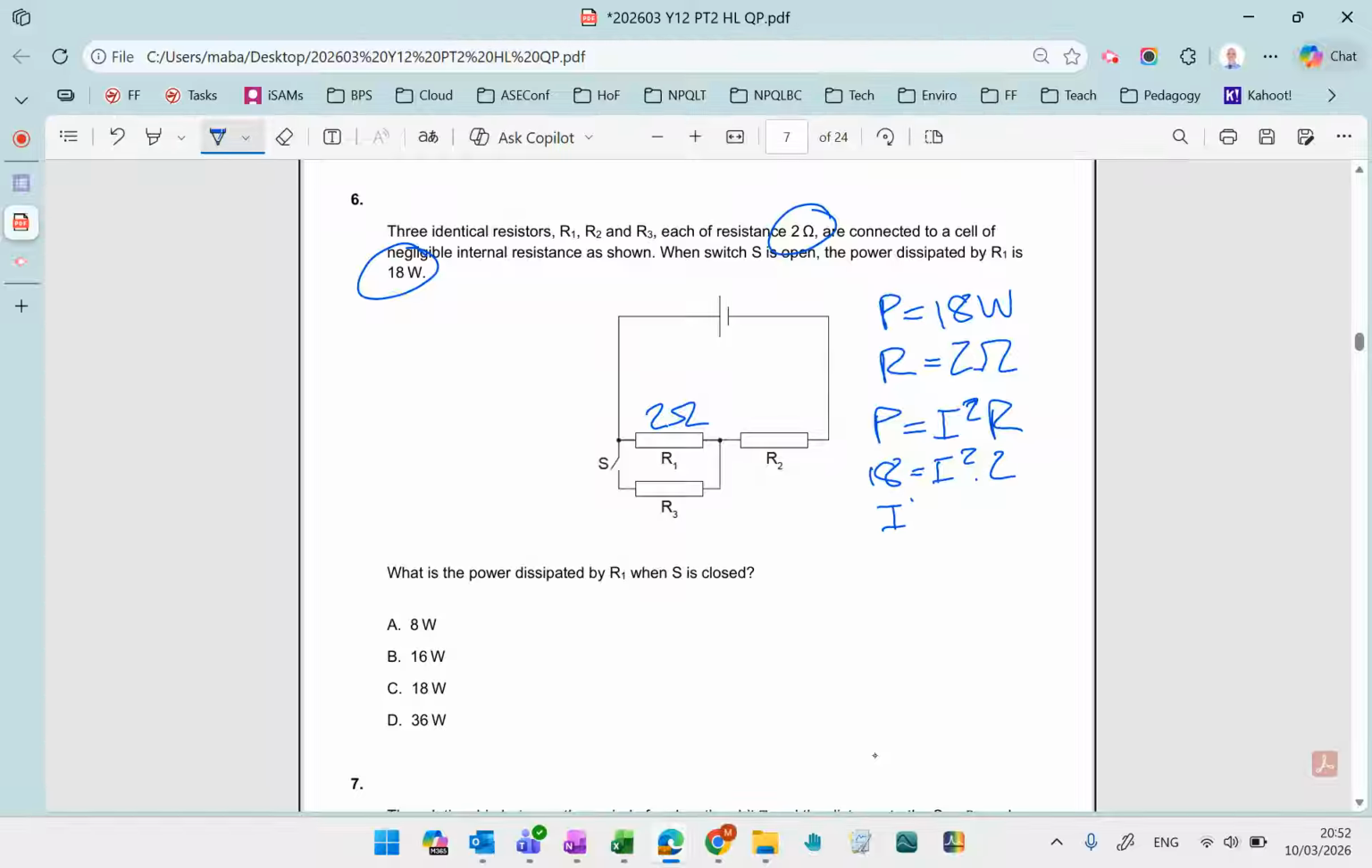Okay, so I squared is 9. Okay, so I is 3 amps, right? So that means that you've got 3 amps flowing there, and 3 amps flowing there, and 3 amps flowing there. All right. Now that's helpful because it's going to allow me to calculate the EMF of the cell.